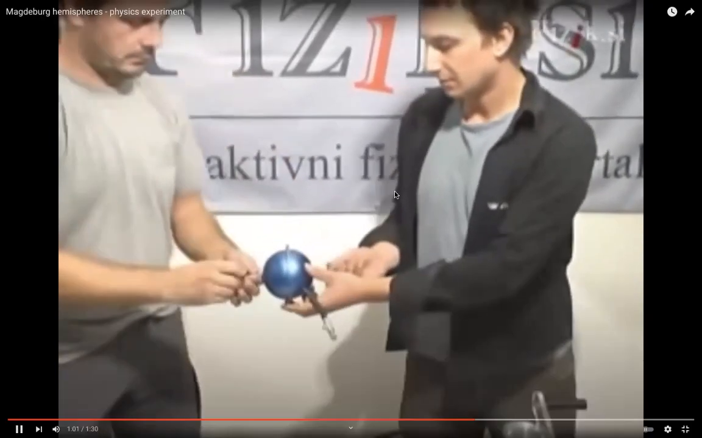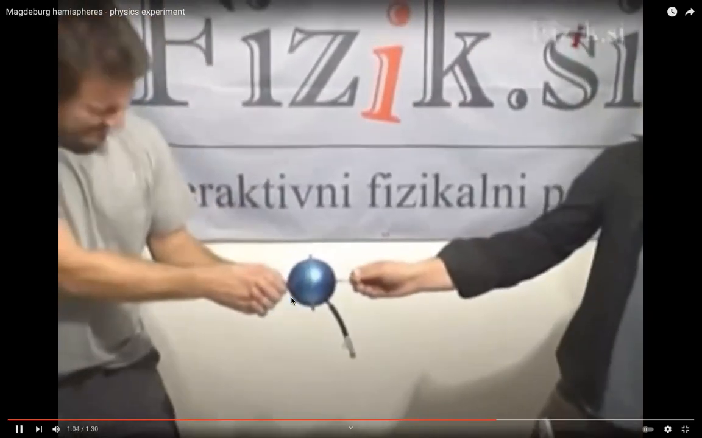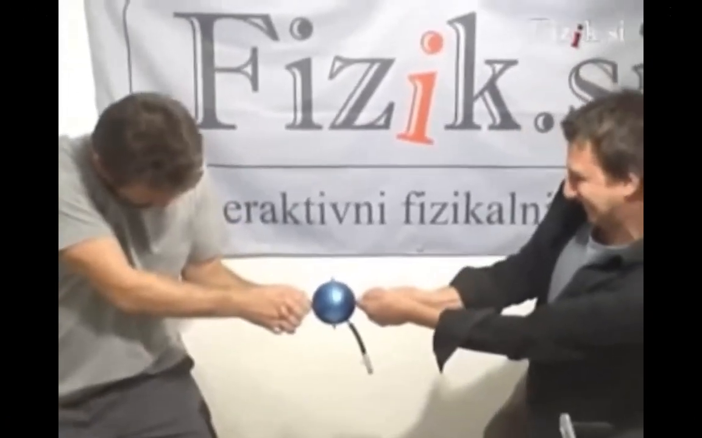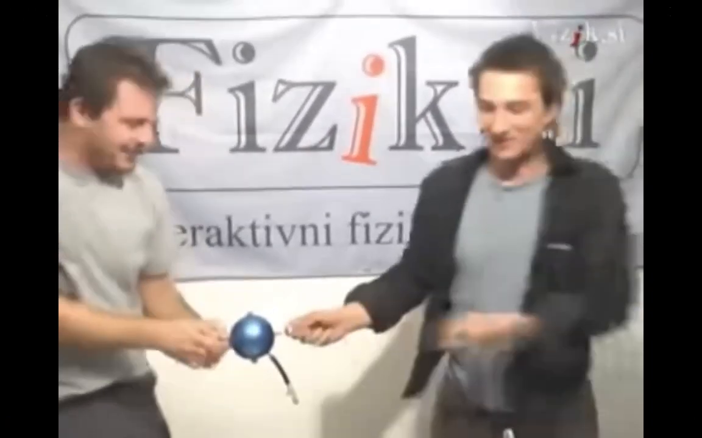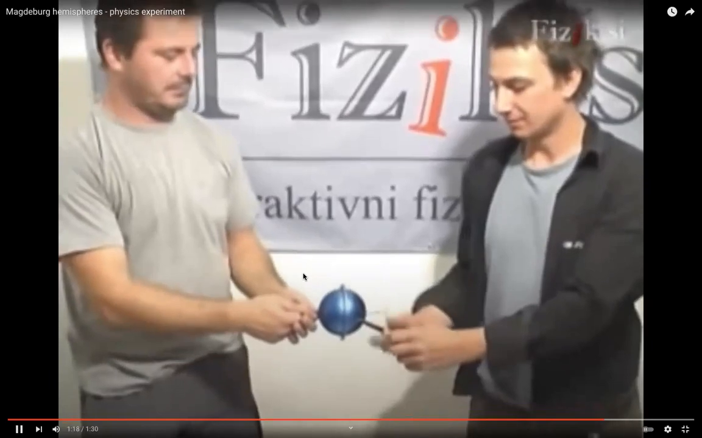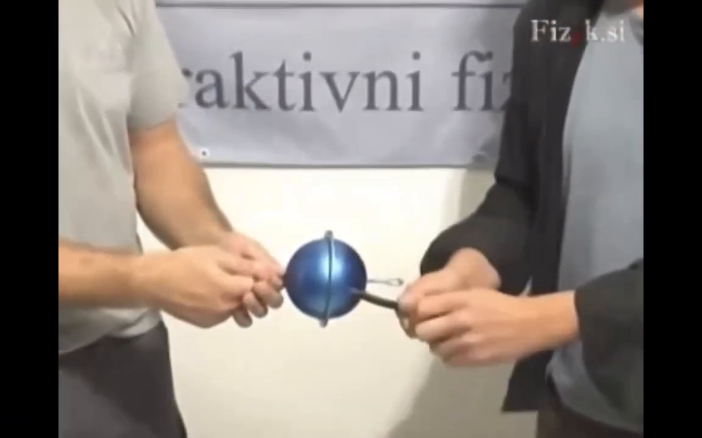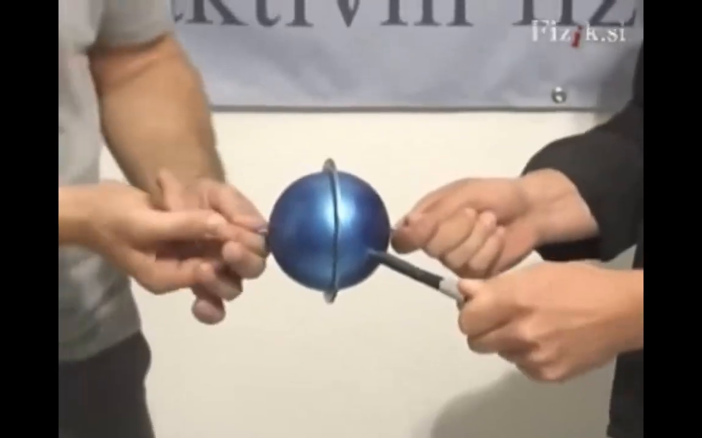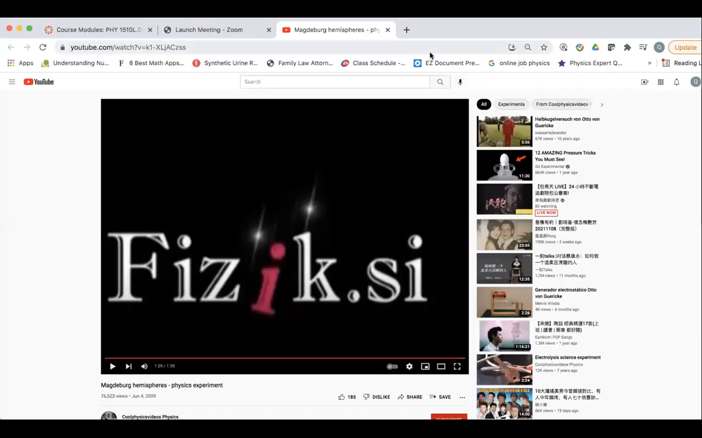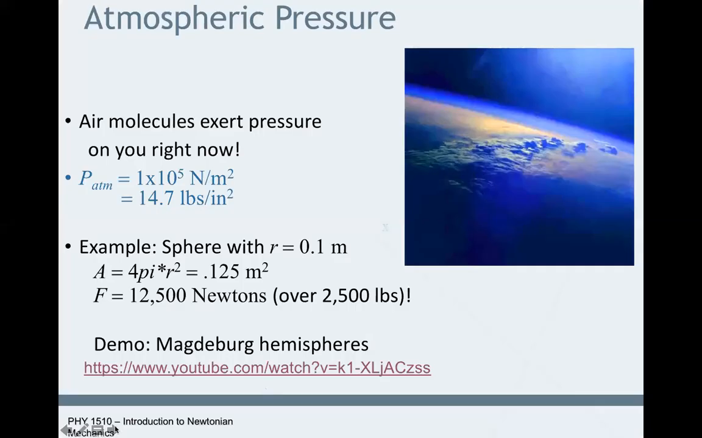Now you can see the air is pushing from all around, and they can no longer pull it apart. So 2 people, add 2 more people, or maybe 20 people, probably won't be able to pull it apart because we just calculated it's over 2,500 pounds of force acting on the metal. So now they're just opening the valve, giving a little bit of air in, and it easily opens up. Okay. All right. So this experiment demonstrated just how strong the atmospheric pressure is, even though we don't even notice it's there in our daily lives.